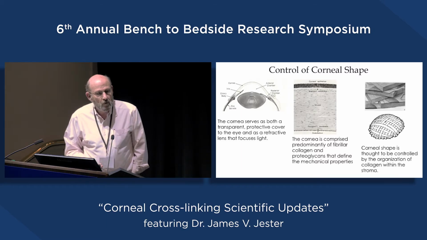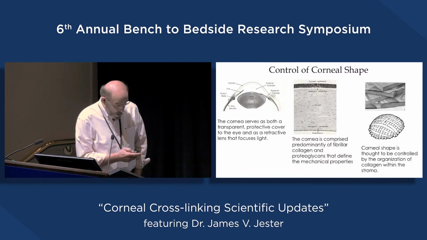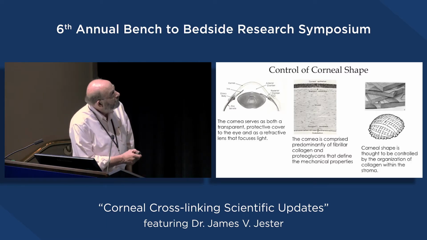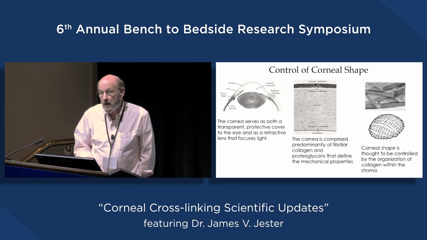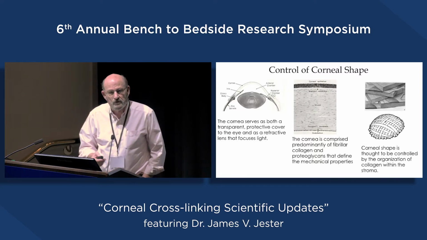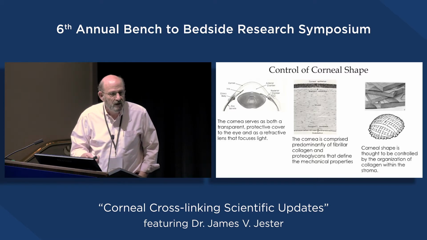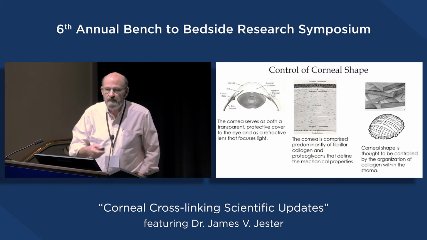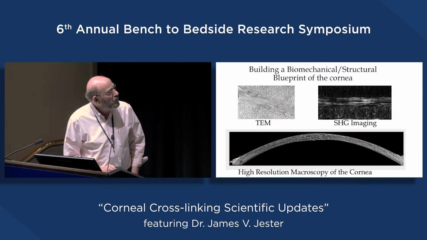The shape of the cornea is thought to be controlled by the biomechanics, predominantly involving the corneal stroma, which is 90% of the thickness and is composed predominantly of fibrillar collagen. These fibrils are organized into bundles, which we call lamellae, which are ribbon-like things, and the weaving of these ribbons then controls the shape and the mechanics of the cornea.